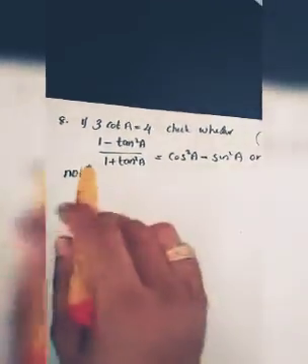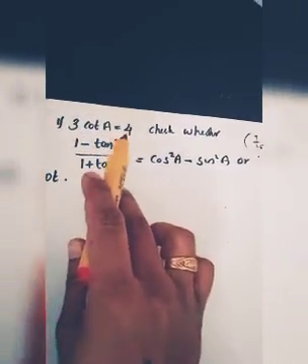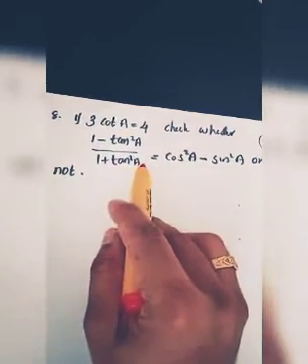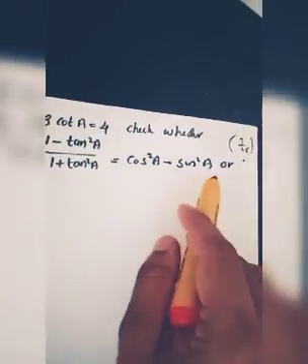So this is the question which I am going to choose now. 3 quotes given us, to check whether 1 minus tan square A by 1 plus tan square A is equal to cos square A minus sin square A or not.